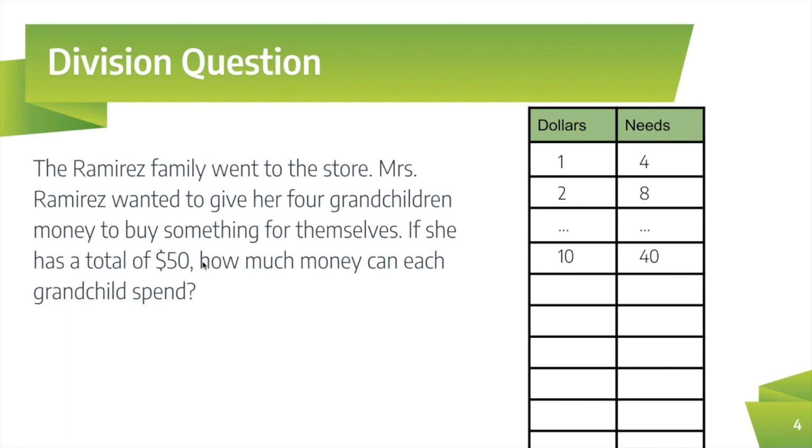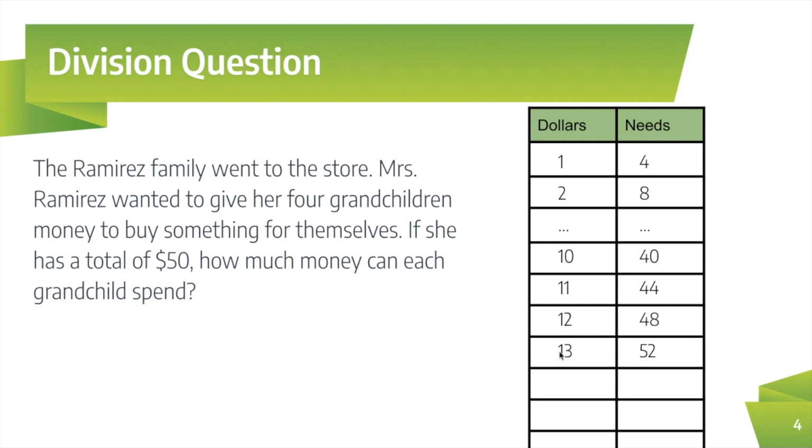So now we can continue on from here because now we're pretty close to 50. So $11 for each grandchild would be $44 because it's another $4. And then four more dollars, 44, 45, 46, 47, 48. $12 for each grandchild would be $48. We're still not at 50 yet. Let's keep going. $13 for each grandchild, 48, 49, 50, 51, 52. She would need $52 in total to give 13 to each grandchild.